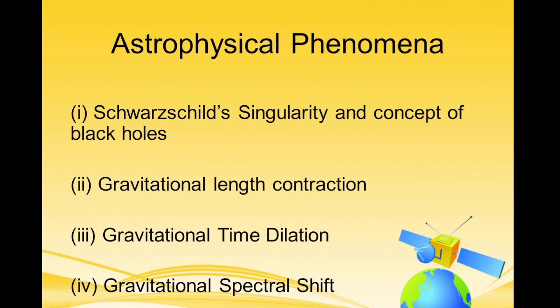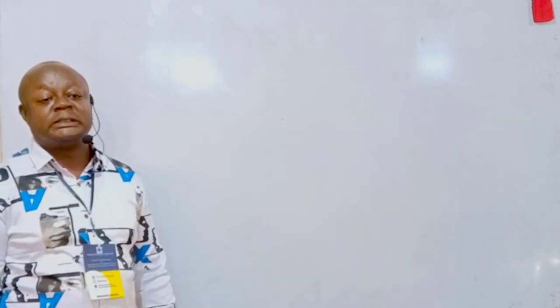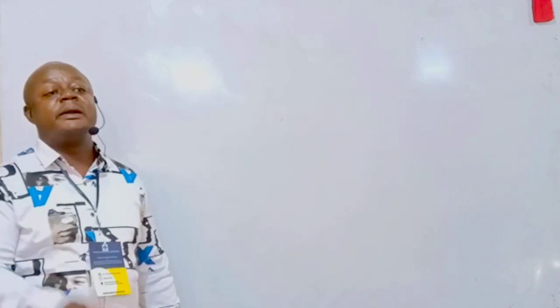So, what are the astrophysical phenomena we are going to study using Schwarzschild's metric? The first one is what we call Schwarzschild's singularity. What is a singularity? In mathematical methods, you know of a singular point. And actually, there are 2 types of singular points: irregular and regular.